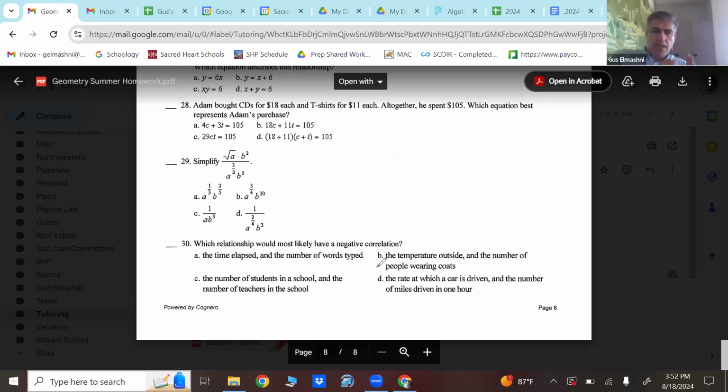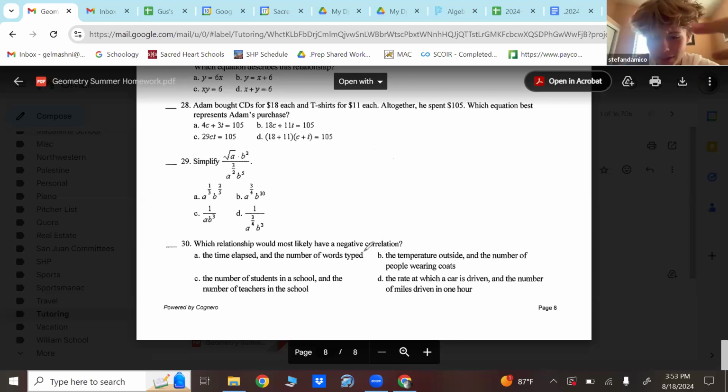Let's look at the other choices. The number of students in a school, the number of teachers. Wait, if you have more students, you gotta have more teachers, hopefully. And then B, the rate at which a car is driven, the number of miles driven. Well, the rate is just what it is, it doesn't go up or down. So forget about that one.